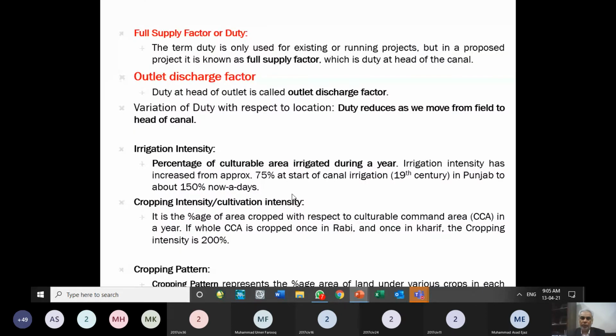Okay. Similarly, we must be familiar with these intensities: cropping intensity, irrigation intensity. Maybe you are familiar in the laboratory part also. Irrigation intensity tells us how much area is irrigated with respect to the total culturable area, with respect to total area which can be cultivated. If, for example, we have 100 acre of land and all the 100 acre is irrigated, what is the other option other than irrigation? The other option is we don't provide water, or we use the natural precipitation. We call it rain-fed agriculture. So the other option is this.